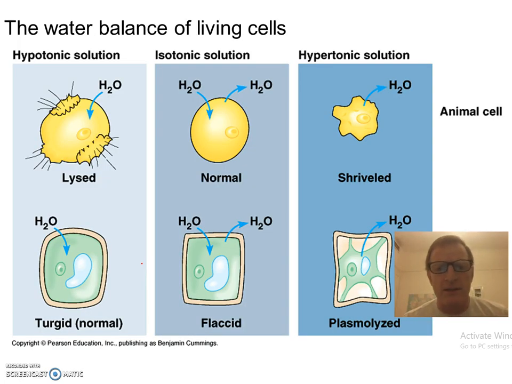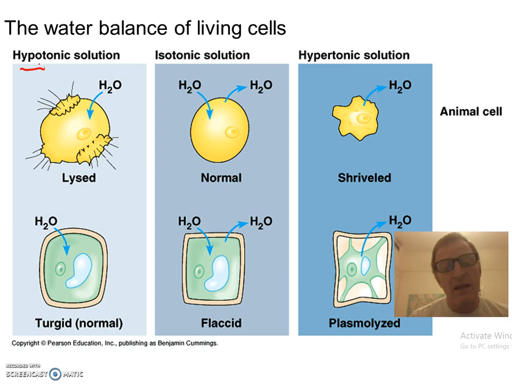How does this affect cells? If we take a red blood cell and we put it in a fresh water solution, that's called a hypotonic solution, less dissolved particles in that fresh water. That means water is going to move from higher to lower concentration, from that fresh water into the cell. The cell is going to swell up and eventually explode or lyse, break apart.